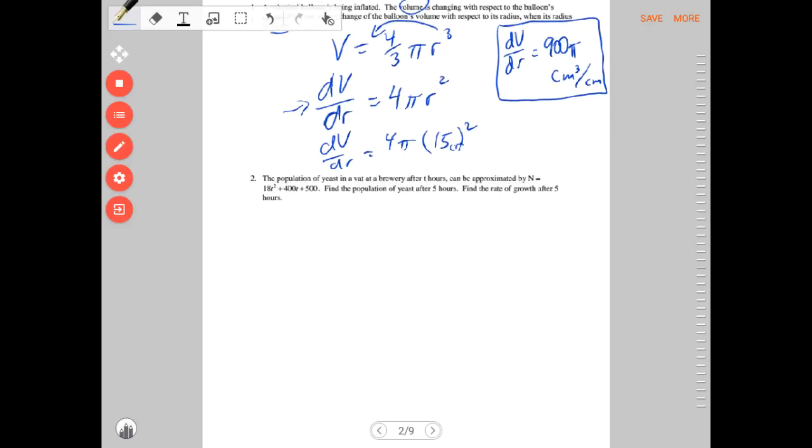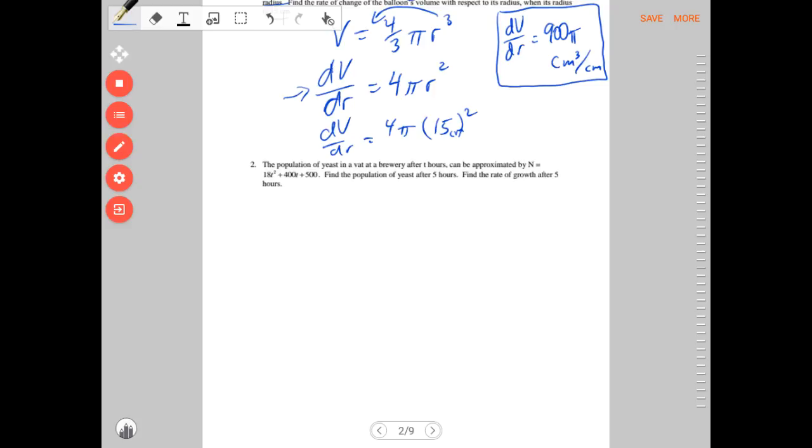Okay, number 2. The population of yeast in a vat at a brewery after T hours can be approximated by N equals 18T squared plus 400T plus 500. Find the population of yeast after 5 hours, and then find the rate of growth after 5 hours. Okay, not a big deal. So the population, that's just N. So we want N at 5 hours. So that's going to be 18 times 5 squared plus 400 times 5 plus 500.